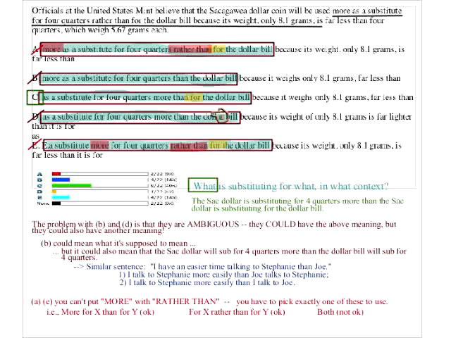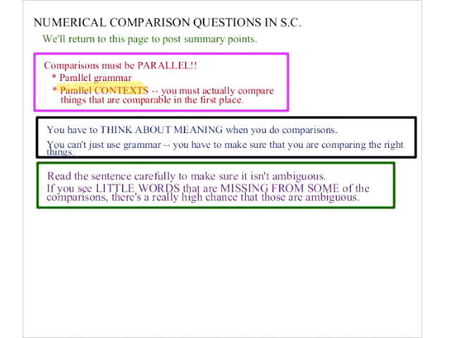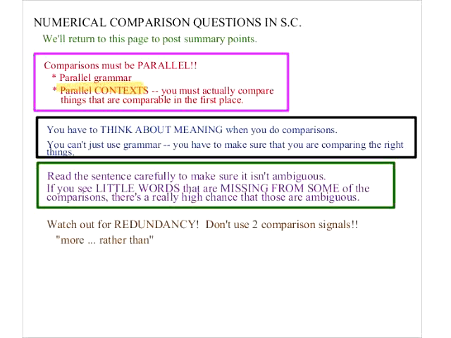And then the last thing is watch out for redundancy. This is a big, big thing. Watch out for redundancy. Don't use two comparison signals. So if you see something like more with rather than, or if you say increase and more, well, it could increase more, so that's a bad example. If I say something like more or less compared to, that's incorrect. If I see more or less or twice as much in comparison to, etc. All redundant, and so these are all wrong.